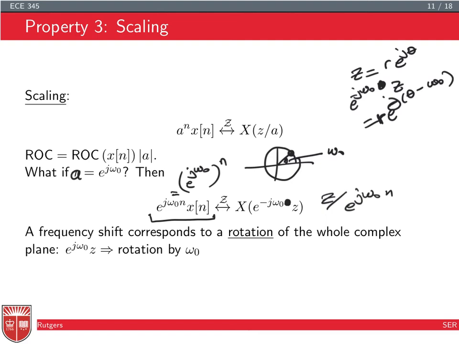And for this specific case of scaling, the ROC is the same. Let me write it down. The ROC does not change, because the amplitude of e to the j omega 0 is equal to 1. So you multiply the ROC by 1, and it's still the same.